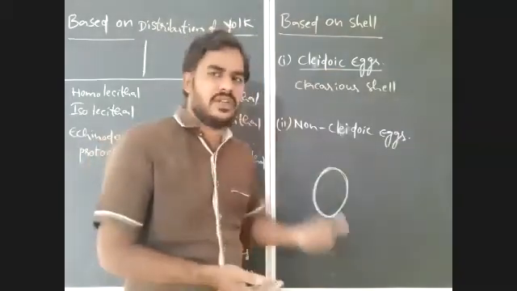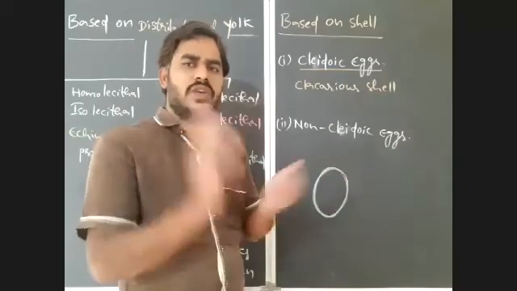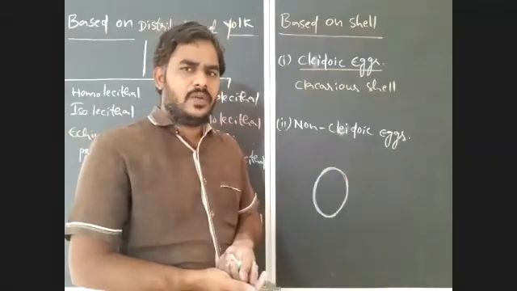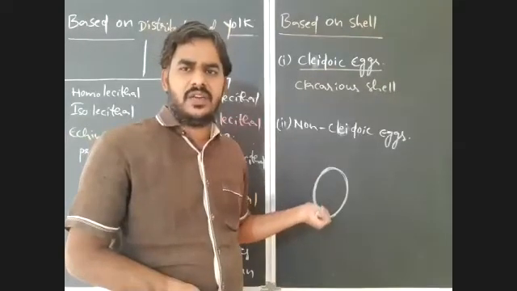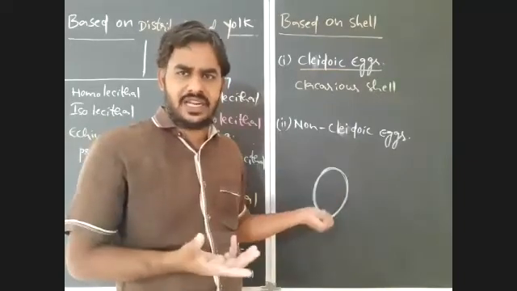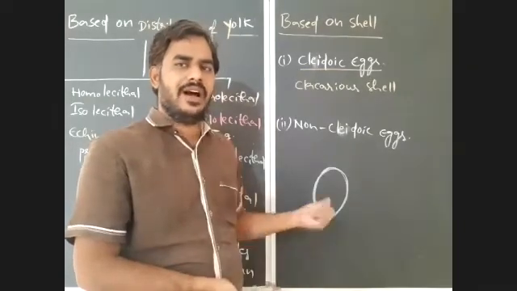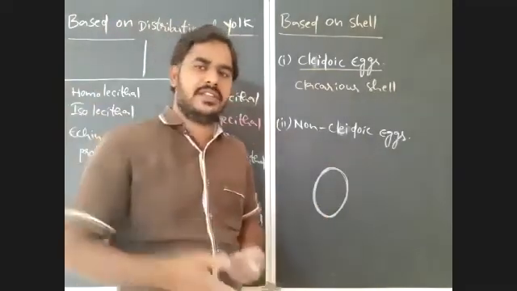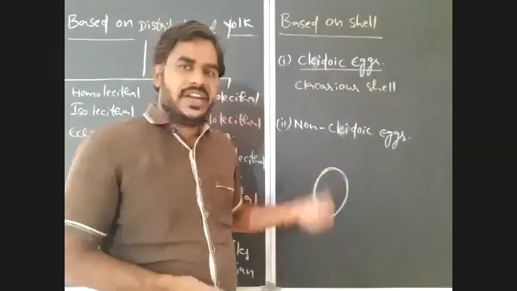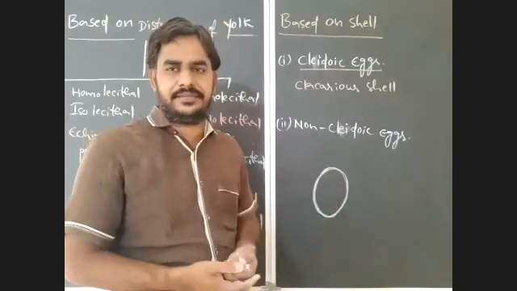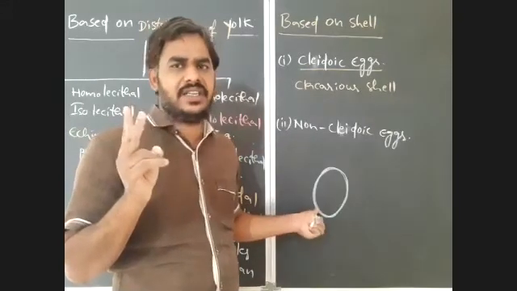If there is no shell around that, what will happen? If they lay eggs without this shell, that may lead to rupture or damage of the egg. And one more difficulty for the survival of these eggs is sunlight. If these naked eggs without shell are exposed to more sunlight, what will happen? All the moisture which is present in the egg will be evaporated. That leads to the drying up of the egg. Is it clear? So two important difficulties are there.